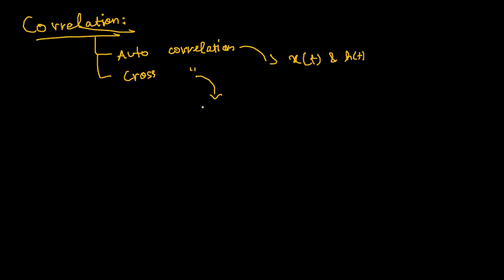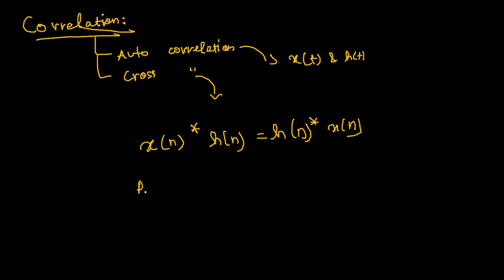The only other important point about correlation is, while talking about convolution, I mentioned that x of n convolution of h of n can be written as h of n convolution of x of n, right? However, while we are talking about correlation, let's denote correlation with r. Let's say r x x. We are talking about autocorrelation, where both x of t and h of t are the same.